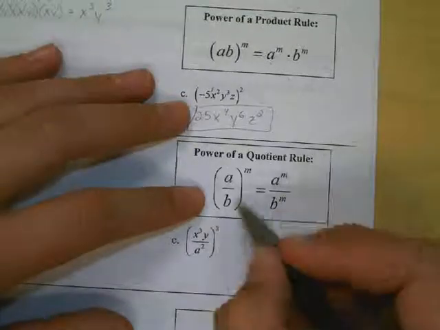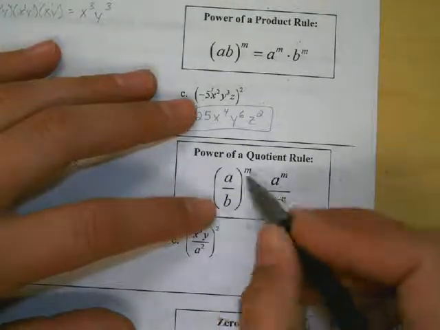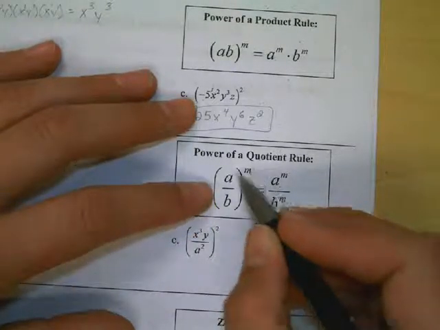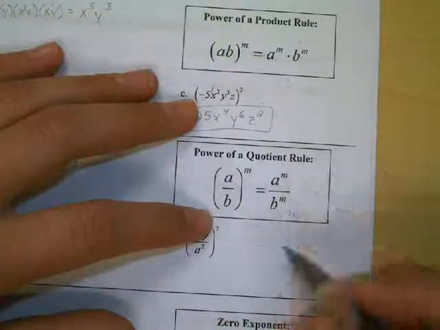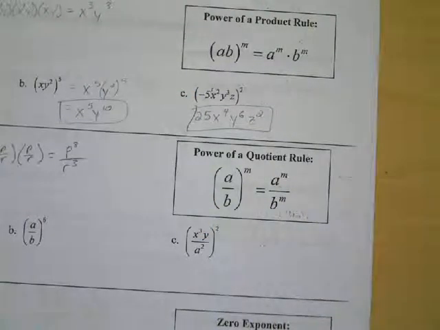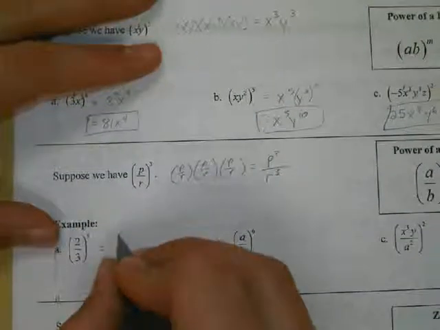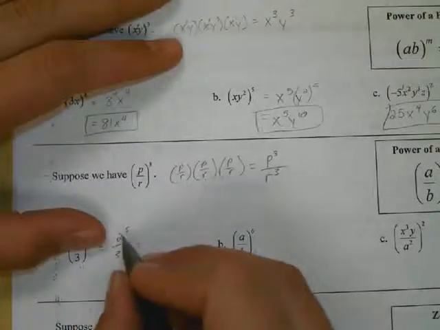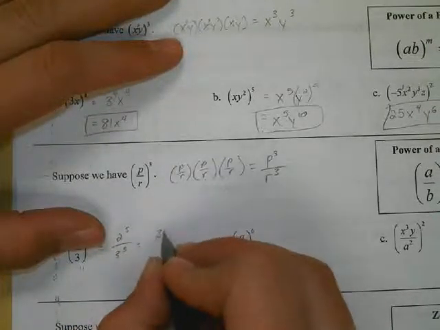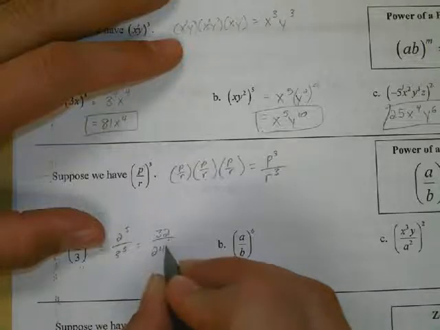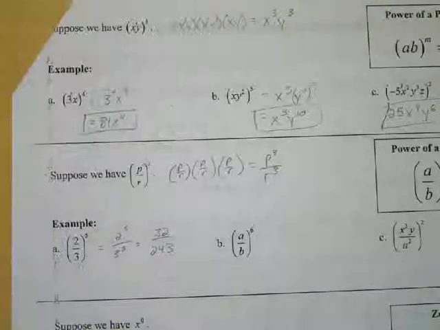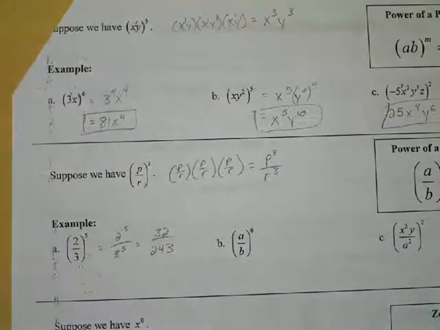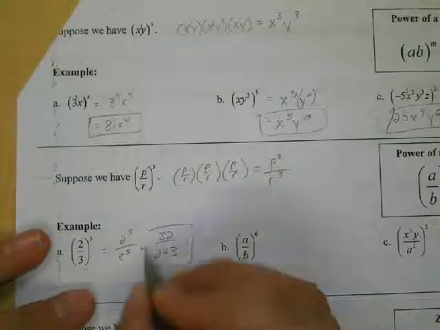If I have a fraction inside parentheses with an exponent outside, that exponent applies to the numerator and to the denominator. And it will apply to everything in the numerator and denominator. So for instance here, I would get 2 to the 5th over 3 to the 5th, which is 32 over 243, I believe. Okay, 2 to the 5th is 32. 3 to the 5th, I believe, is 243. So that would be my final answer.